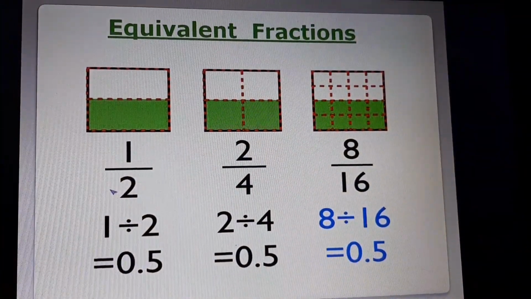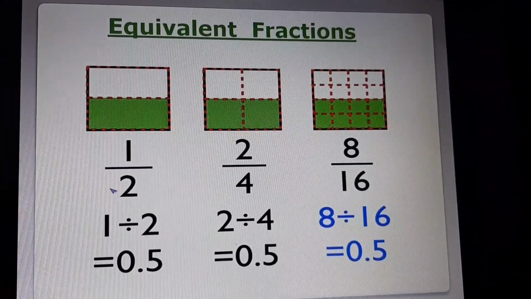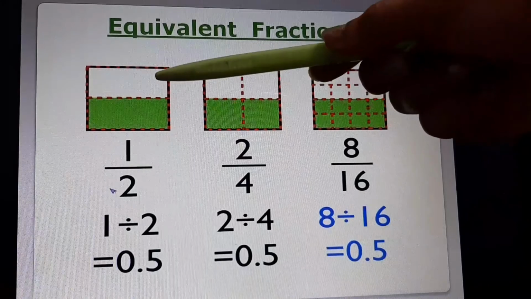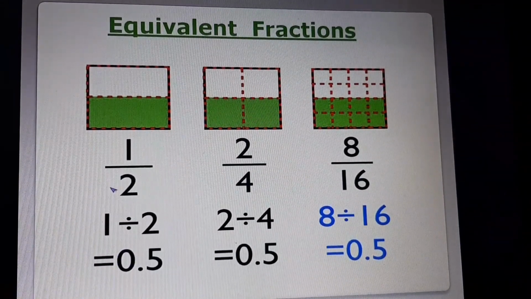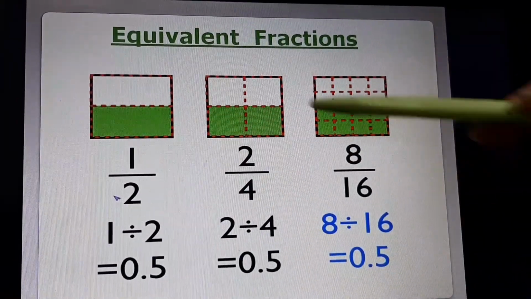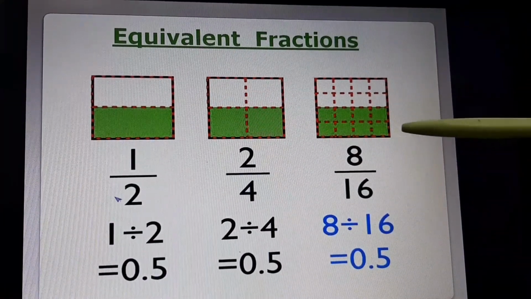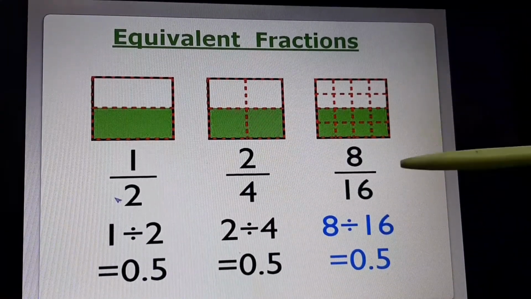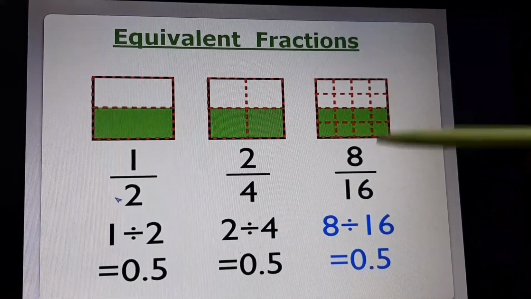Equivalent fraction. Here 3 equal wholes are given. In first picture, this square is divided into 2 equal parts and one part is shaded. So fraction of shaded part is 1 by 2. In this picture, fraction of shaded part is 2 by 4. In this picture, this square is divided into 16 equal parts and the fraction of shaded part is 8 by 16.